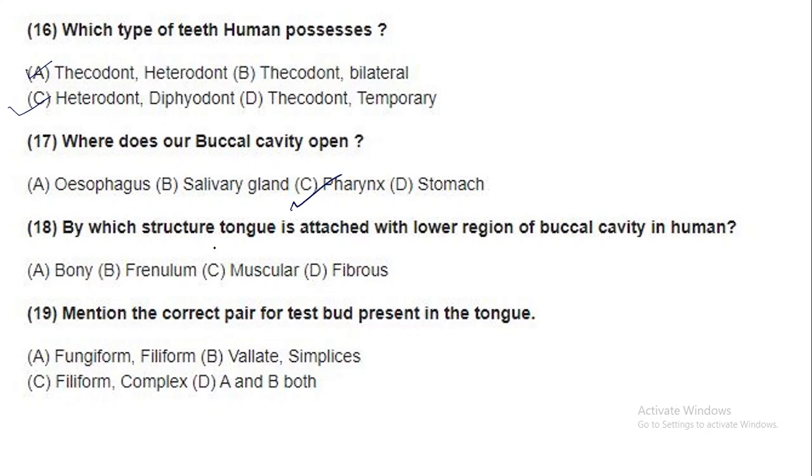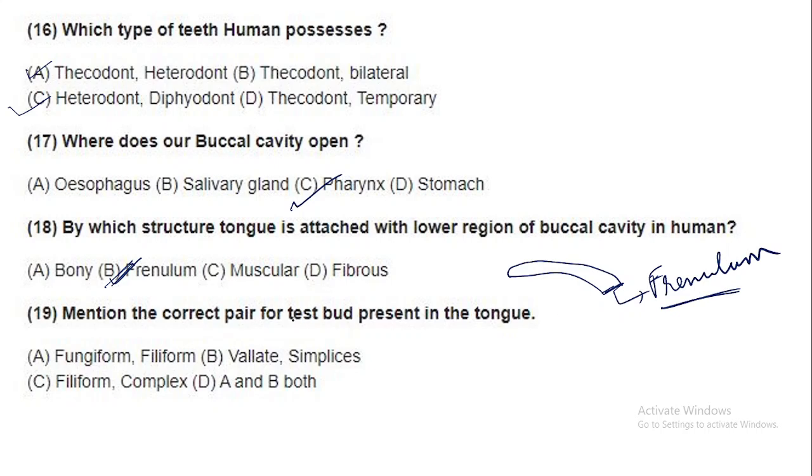It is pharynx. By which structure is the tongue attached with the lower region of the buccal cavity in humans? It is frenulum. Please note this point. We have never come across this point, but the tongue is attached. Okay, the base of the tongue is attached and it has a free end, right? So this base is called the frenulum. Remember.